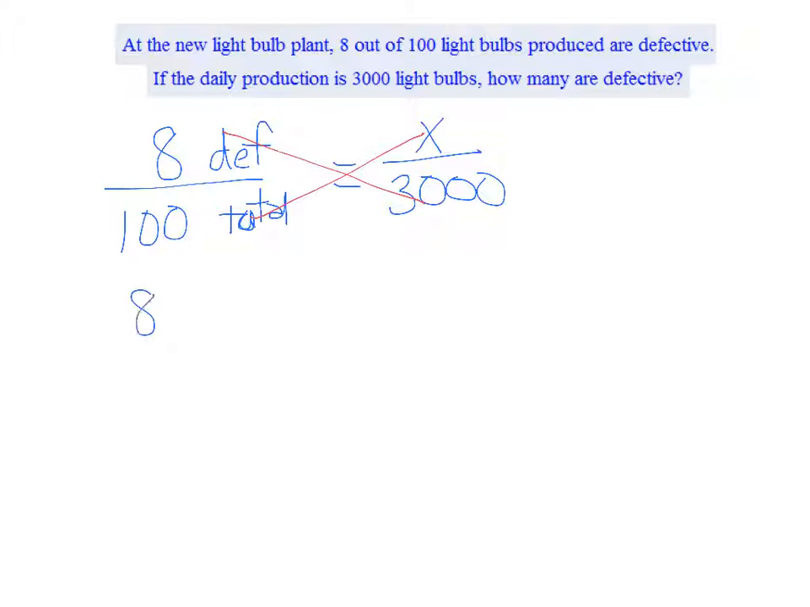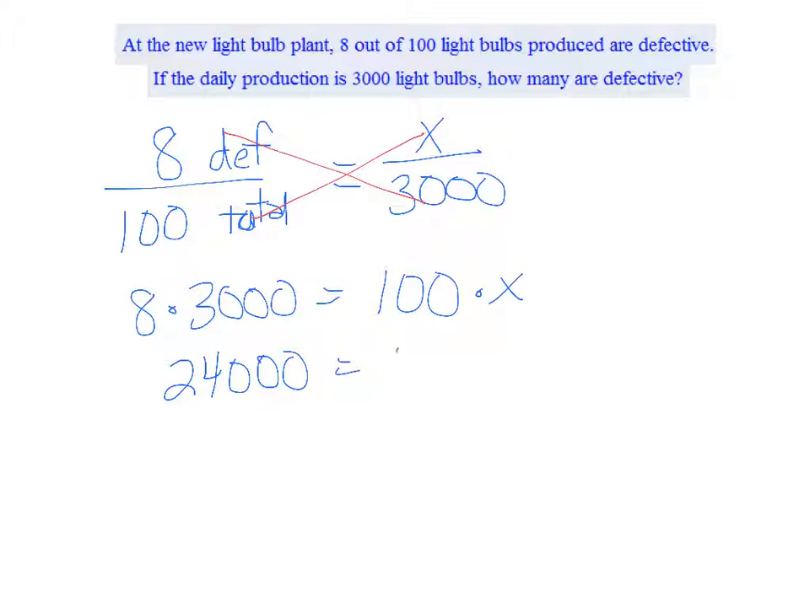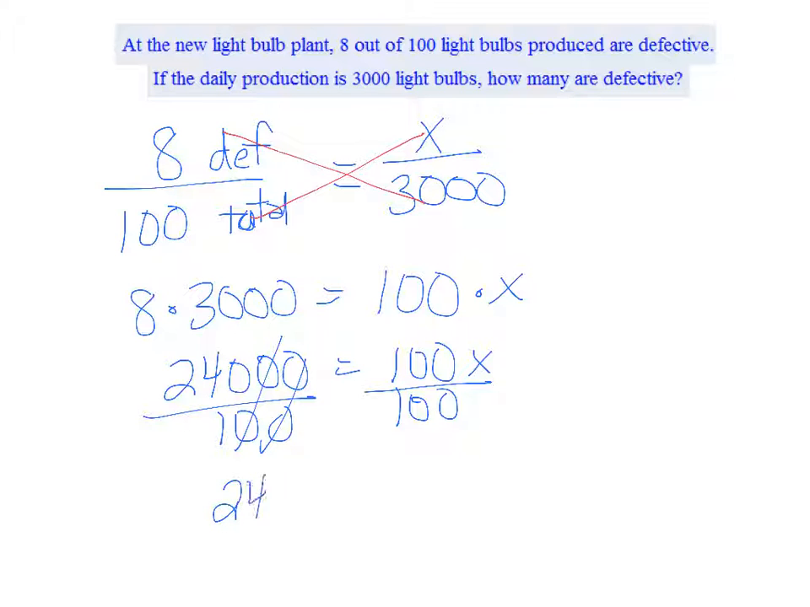So I have 8 times 3,000 equals 100 times x. Well, 8 times 3,000 is 24,000. And divide by 100. So I end up with 240 for my x value. So if I have 3,000 light bulbs, I'm going to end up with 240 of them that are going to be defective.